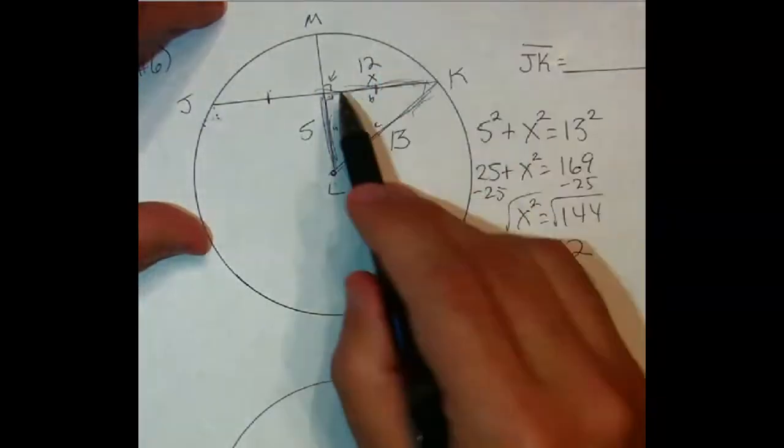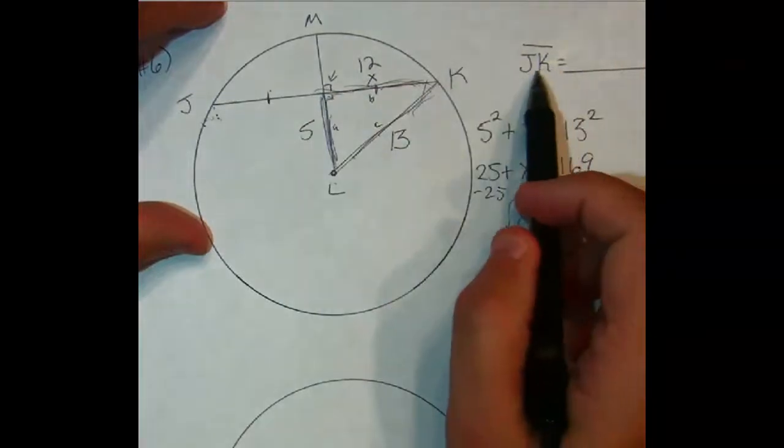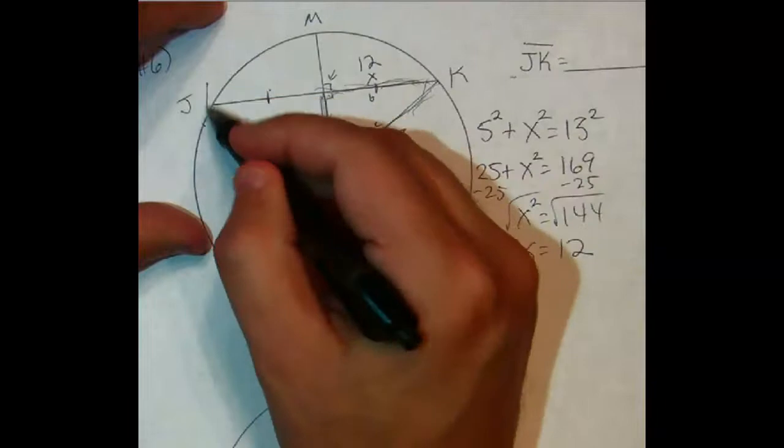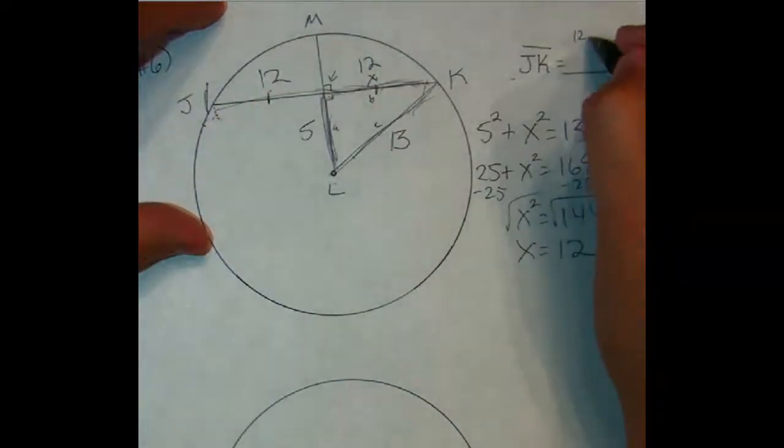So it is 12 from this point to K, but we don't want that. We want JK, here to here. So if this is 12, that's 12. So 12 plus 12 is 24.